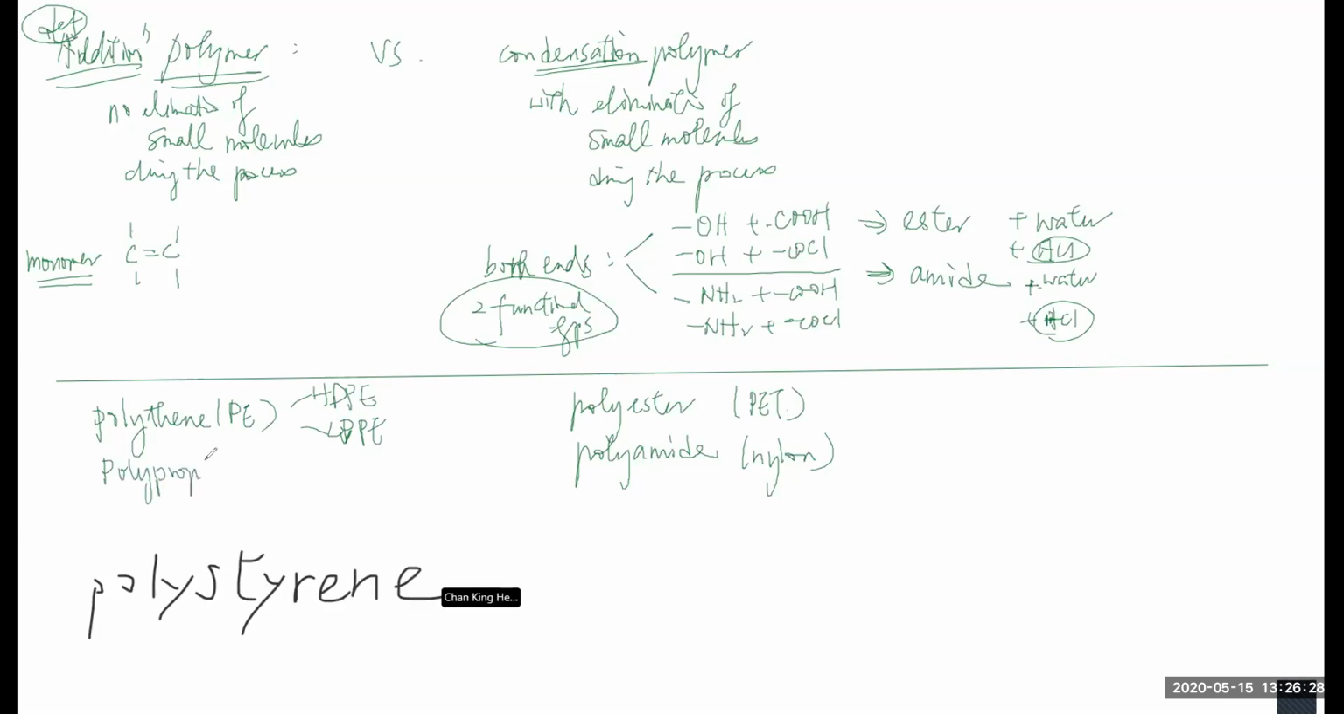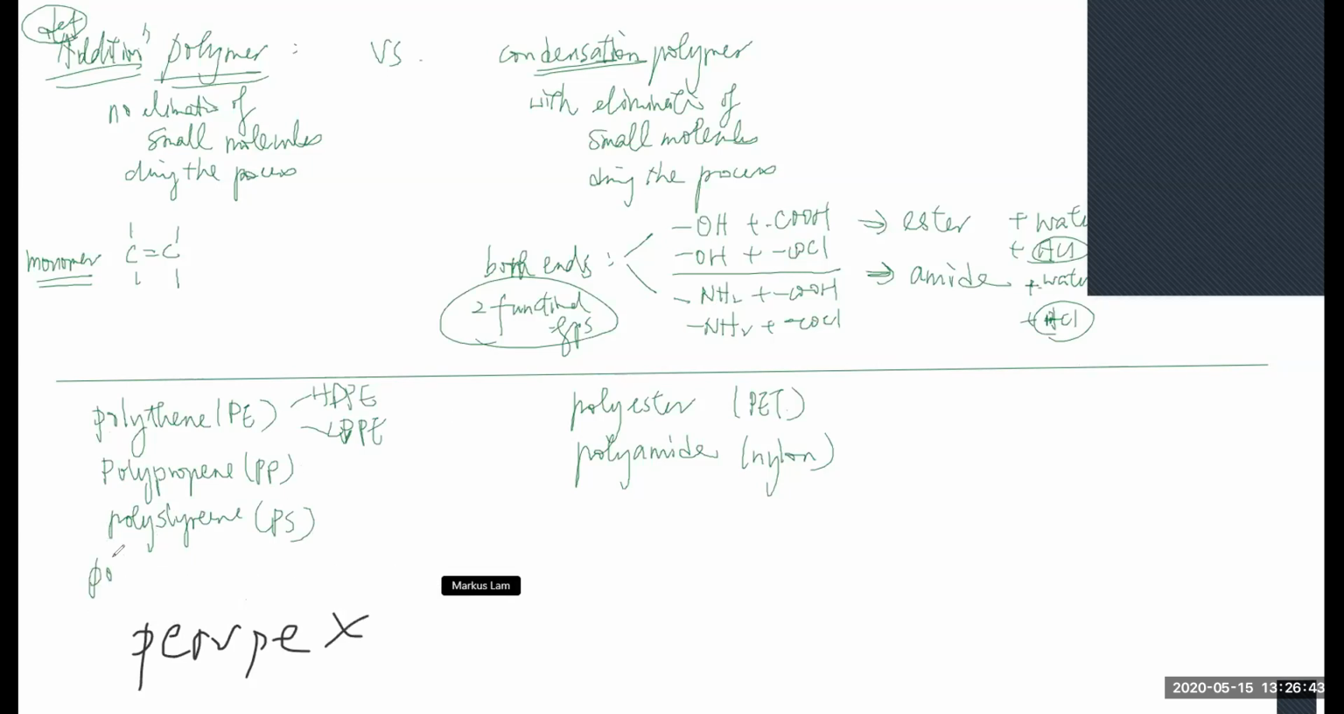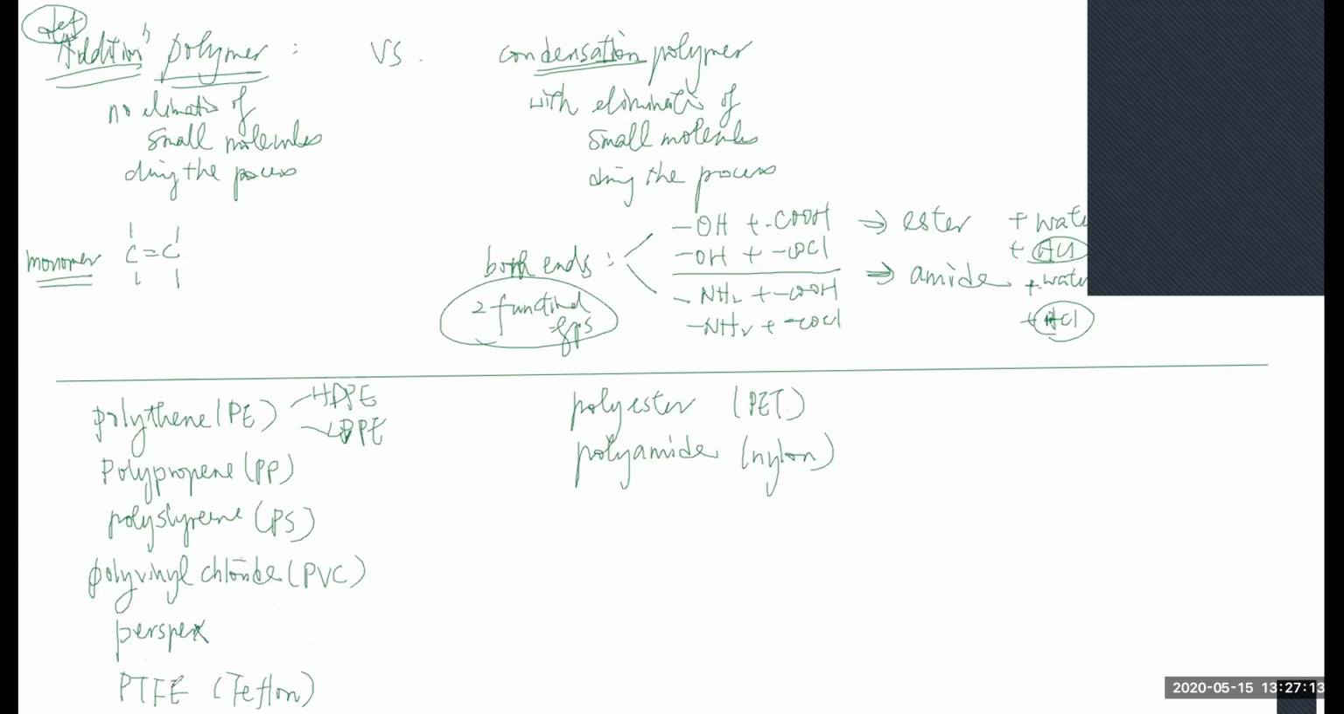PP, polypropylene, polystyrene, PS. What else? PVC, yes, polyvinyl chloride, PVC. How about Perspex? What is the full name of Perspex? Teflon. Teflon we call PTFE. Teflon is a trademark name. About PTFE, which means polytetrafluoroethylene, with the repeating unit like this.